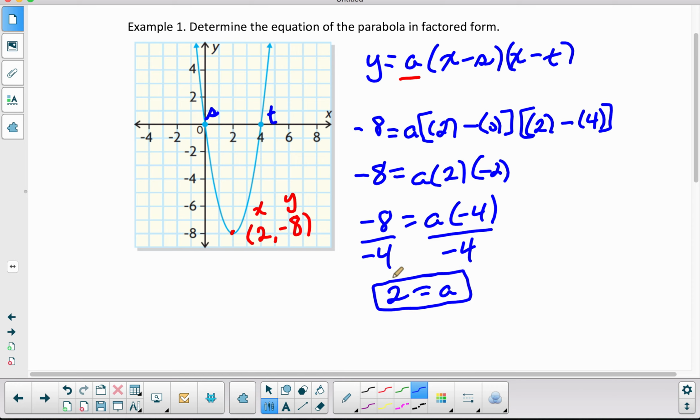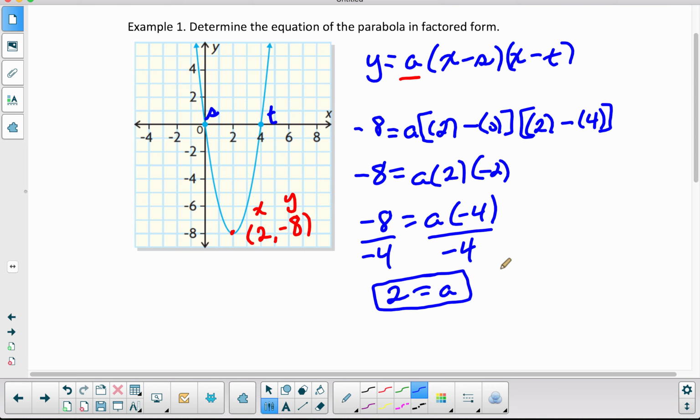And notice that it makes sense that we get a +2 as our a value, because a positive a value indicates the parabola opening up, and as you can see from the graph, this parabola opens up. Okay, now we can sub in our a, s, and t into the general form and have our equation.